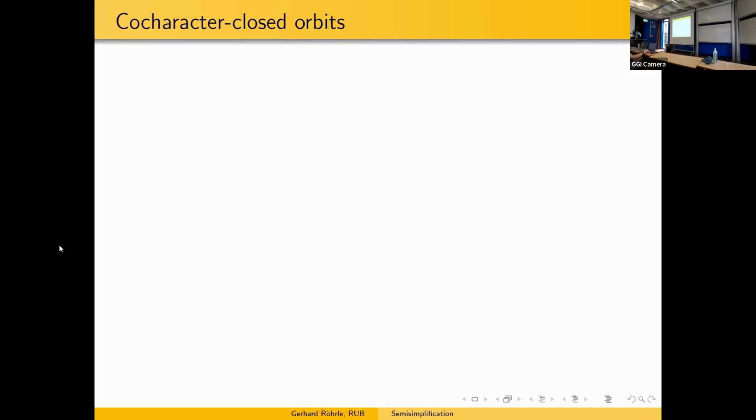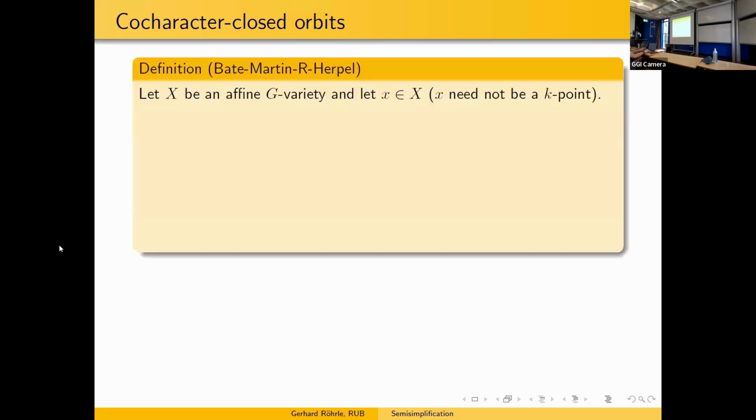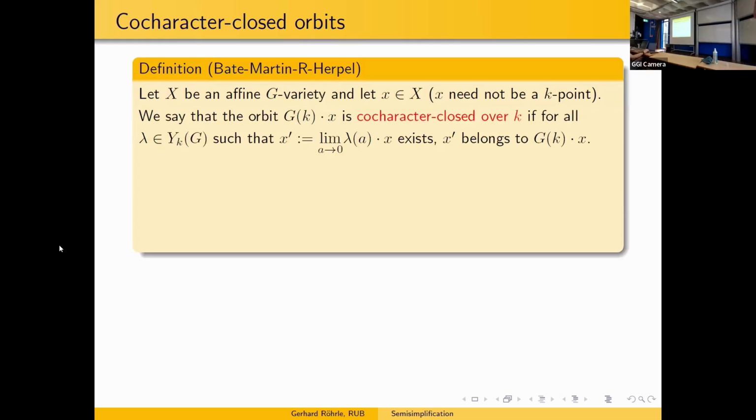That's the idea. And it sounds like a stupid or dirty trick, but it works. So it is a definition which goes back some years. I have an affine G variety, and I take a point, doesn't have to be a K point. And I say, so this is again a bit of a mouthful, I look at a rational orbit, so G of K acting, right? Not the whole group, it's just the K points acting on this variety. This G of K orbit is called co-character closed over K, to schlepp the K along.